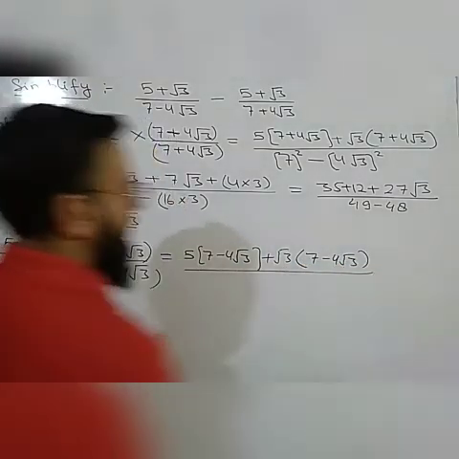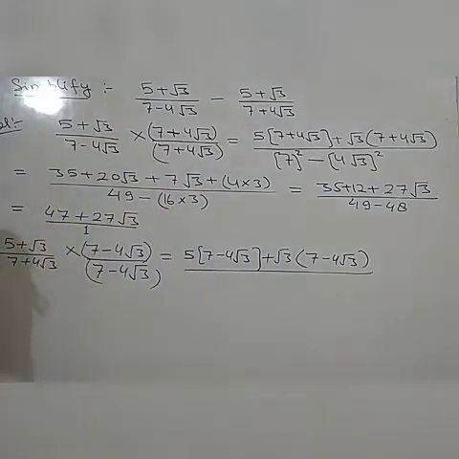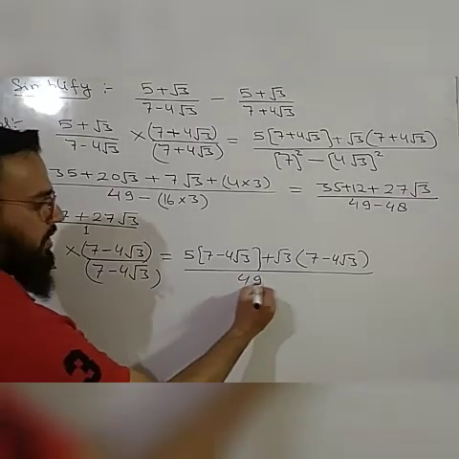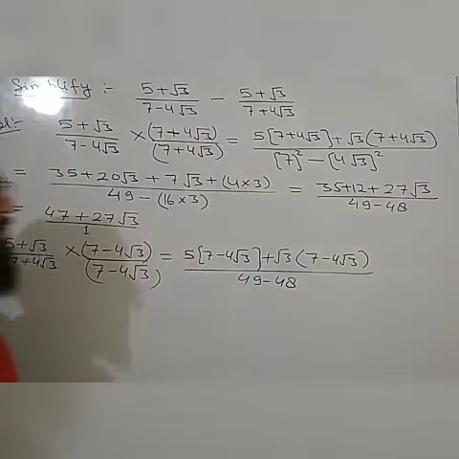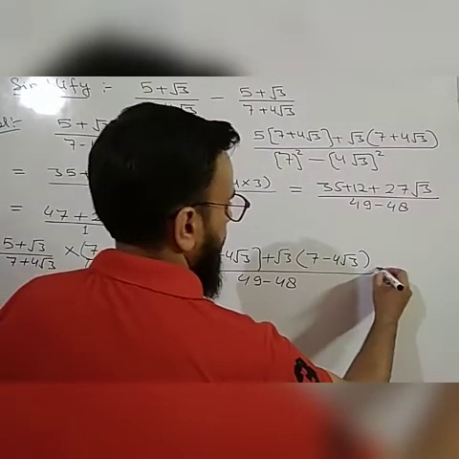And what will be in the denominator? The denominator is same like in the first part. A minus b, a plus b. Here also a plus b and a minus b. So I am writing here directly. It will be 49 minus 48. Okay. Now again, further solving it, what we will get?